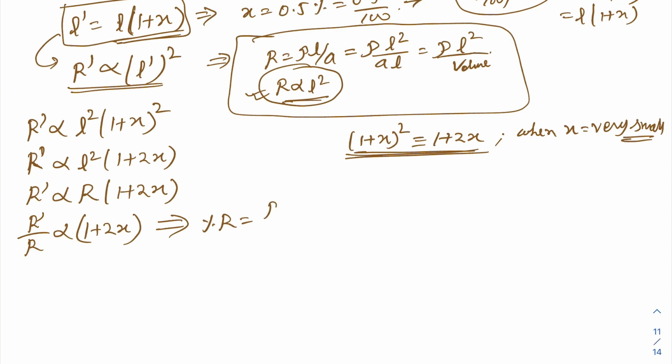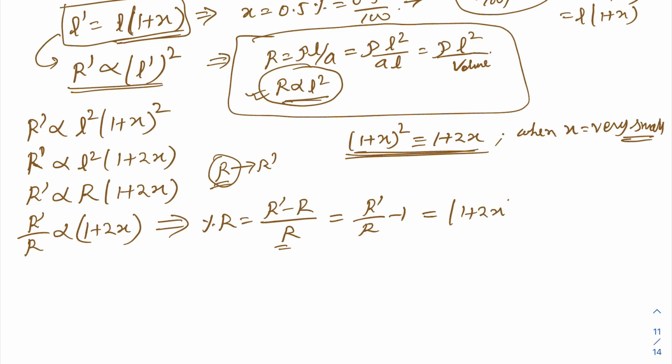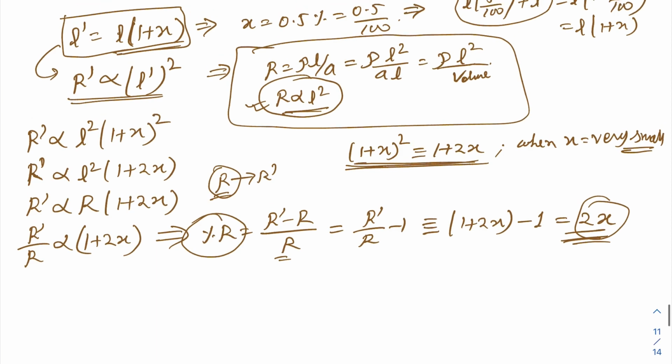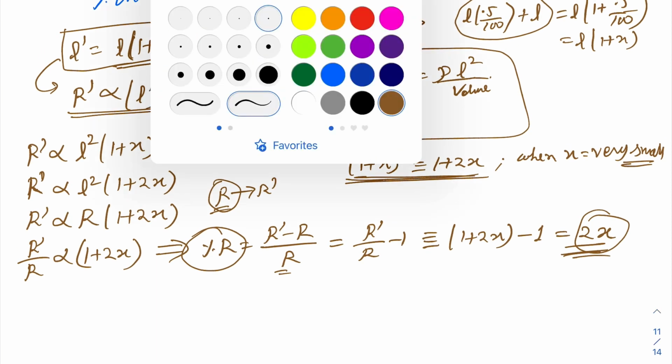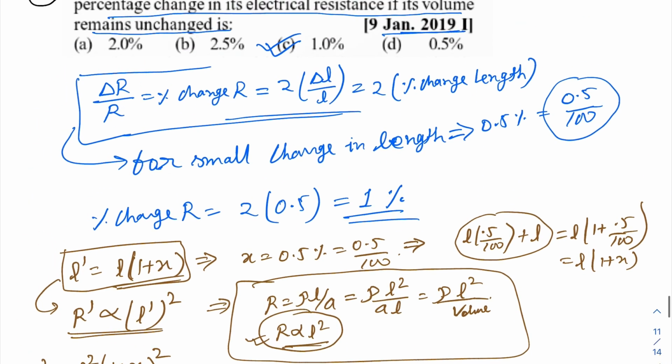नाउ परसेंटेज चेंज इन R क्या हो जाएगा, R डैश माइनस R बाय R, जो बेस है, R से R डैश चेंज हुआ ना, पहले R था अब R डैश, तो जो बेस होता है जहाँ से चेंज होता है उसको नीचे रखते हैं। ठीक है, और ऊपर में डिफरेंस, तो R डैश माइनस R बाय R, इसको हम लिख सकते हैं R डैश बाय R माइनस 1। R डैश बाय R कितना हो जाएगा, 1 प्लस 2x अप्रॉक्स, माइनस 1 हो जाएगा, सो इट विल बी ओनली 2x। सो परसेंटेज चेंज विल बी ओनली 2x। डायरेक्टली आप लिख सकते हैं परसेंटेज चेंज इक्वल टू 2 इंटू x। सो दिस इज सिंपल। ओके, simply we can write, it is very important.